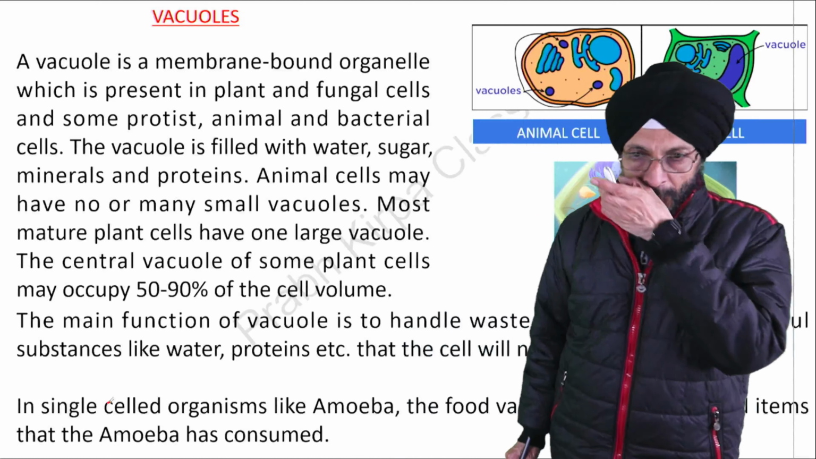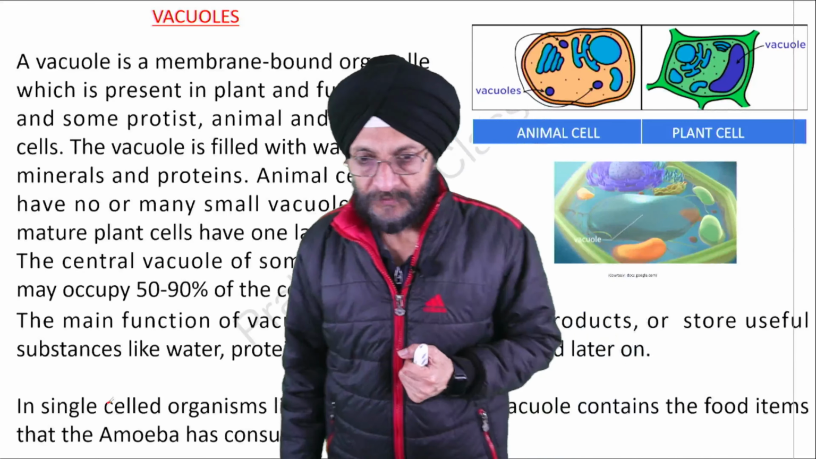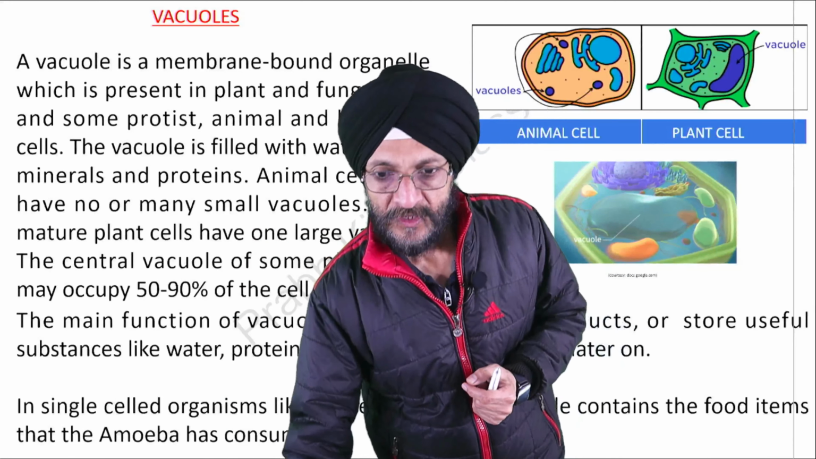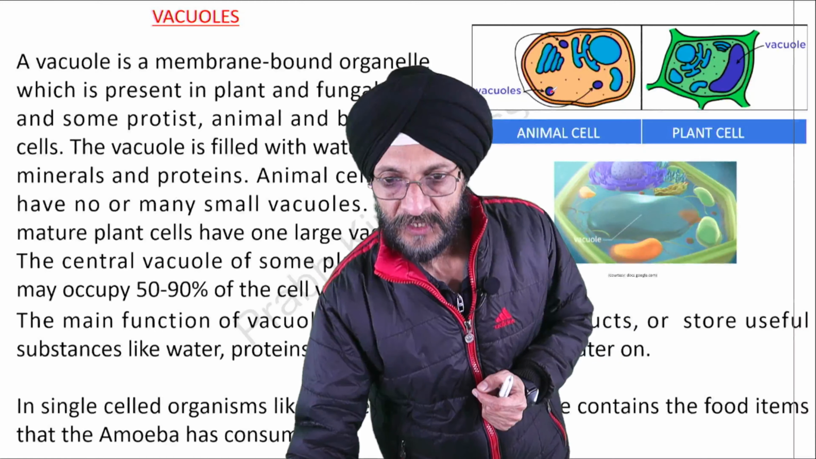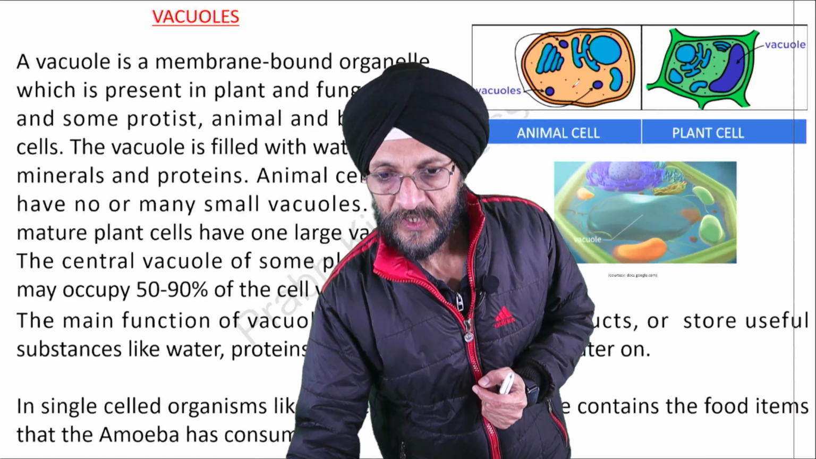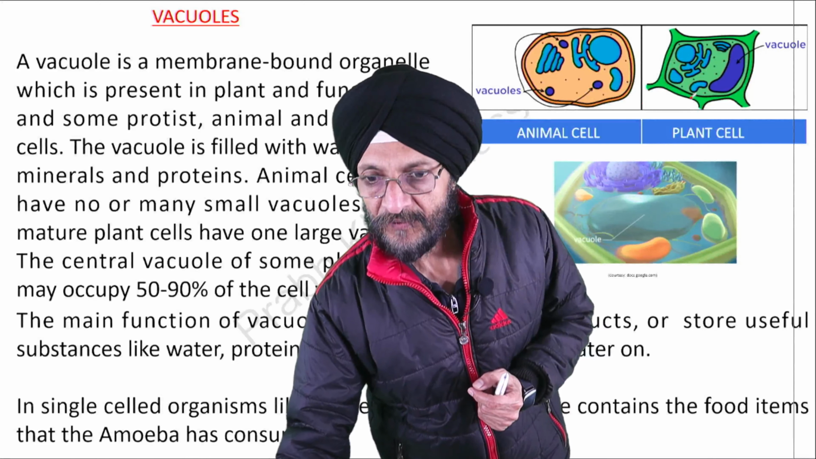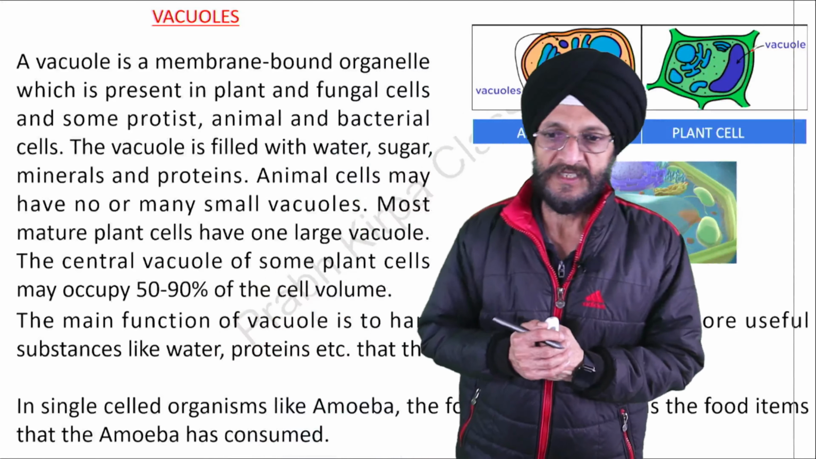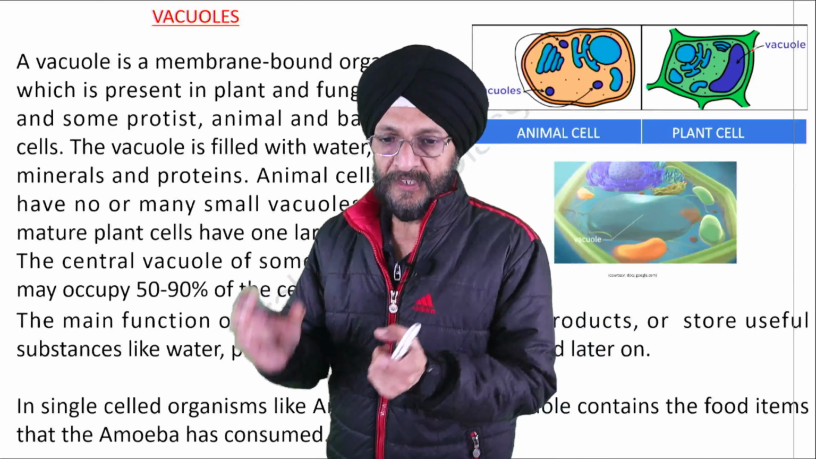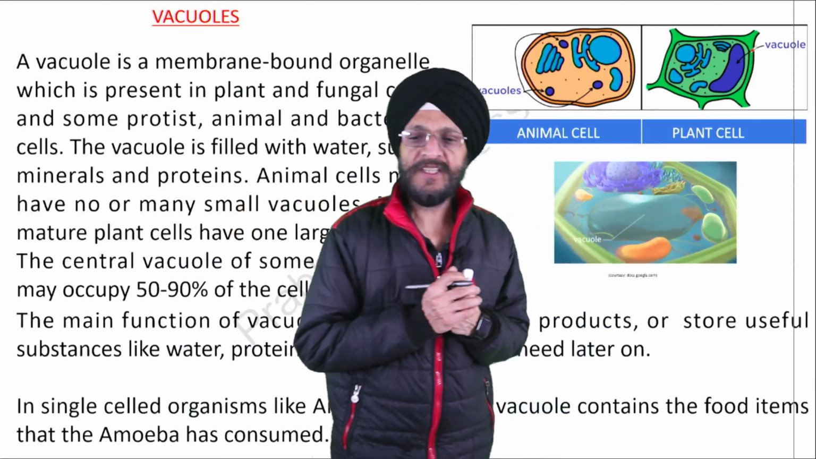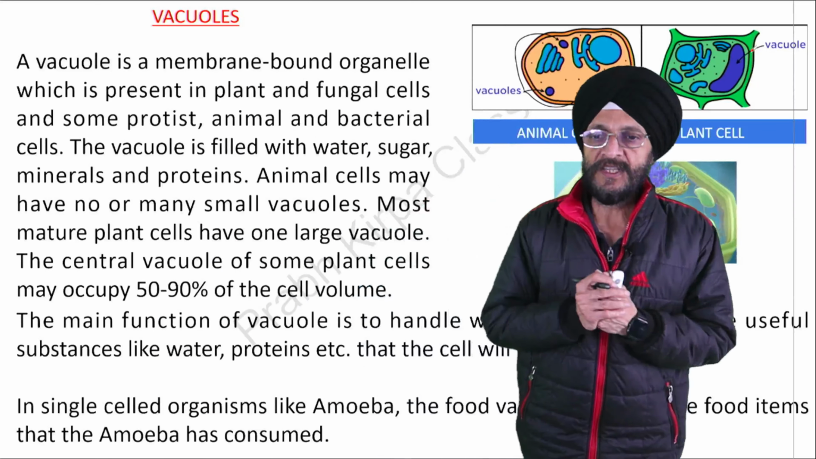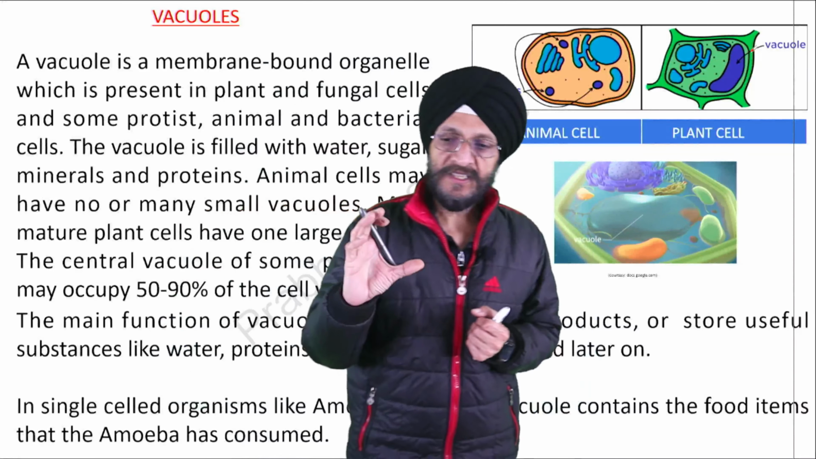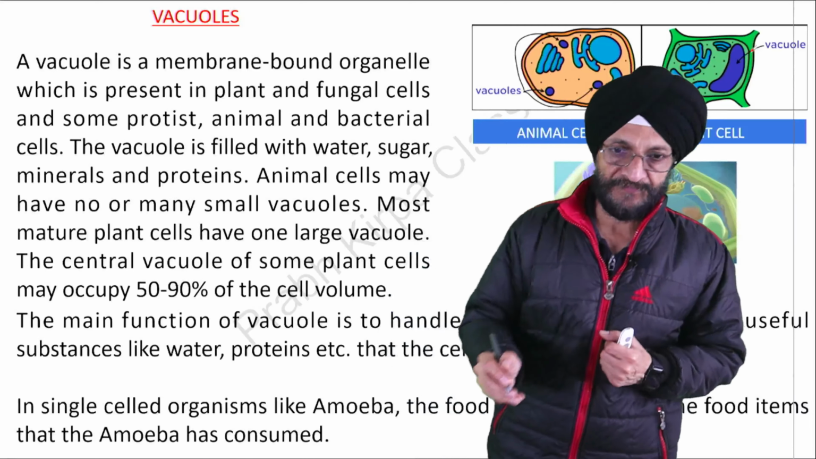Now we talk about vacuoles. Vacuole is a membrane bound organelle. These are small organelles which are found in animal cells, whereas in the plant cell the vacuole is of much higher size as compared to the animal cell. Vacuole may or may not be present in the case of animal cell, whereas a vacuole of a higher size is present in the case of plant cell.